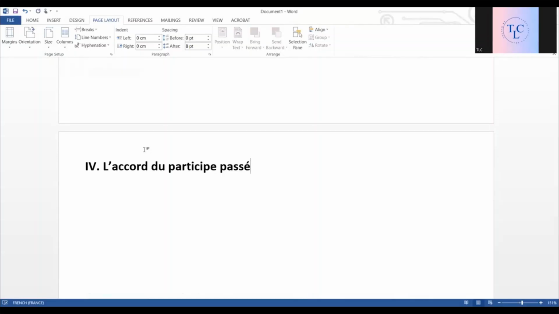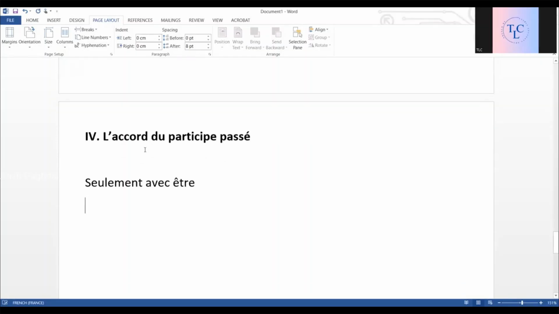The rule is l'accord du participe passé, which is only with être. Okay, this rule applies only for être, the rule that we are going to talk about. Seulement avec être. Okay, so if we have auxiliary verb être in passé composé, the participe passé depends on the subject.